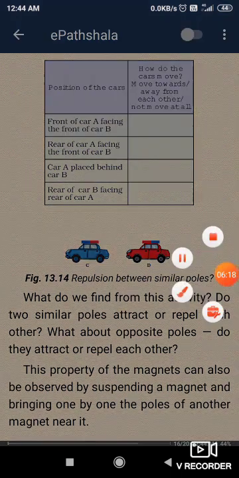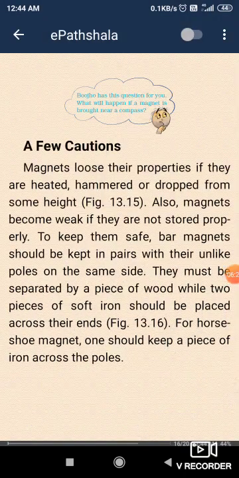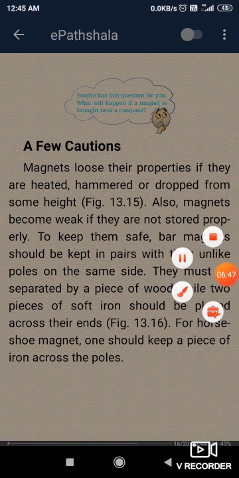Magnets lose their properties if they are heated, hammered, or dropped strongly and hardly. To keep them safe, bar magnets should be kept in pairs with their unlike poles on the same side. They must be separated by a piece of wood while two pieces of soft iron should be placed across their ends. For a horseshoe magnet, one should keep a piece of iron across the poles.